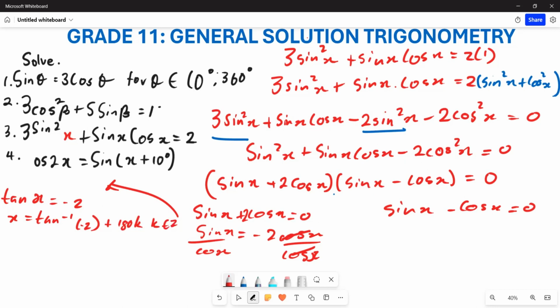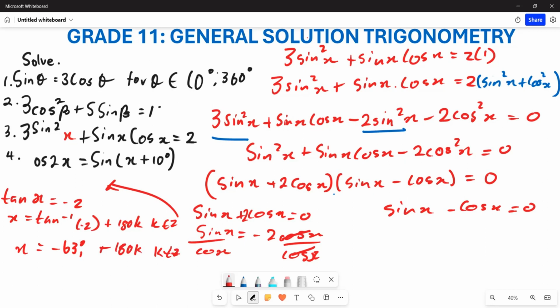Then the x that you're going to find here is going to be the same as what? You're going to have x, which is equal to negative 63 degrees. This is negative 63 degrees, right? Negative 63 degrees plus 180k, where k is an element of the integers, right?